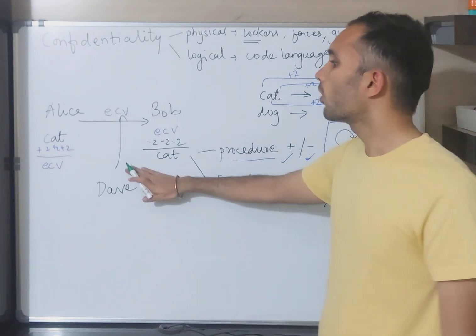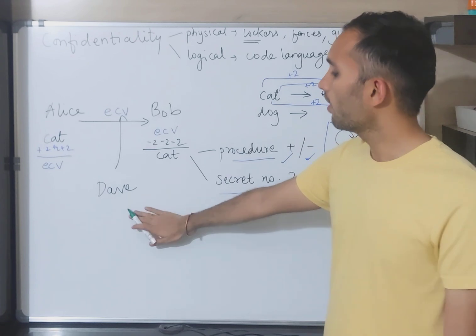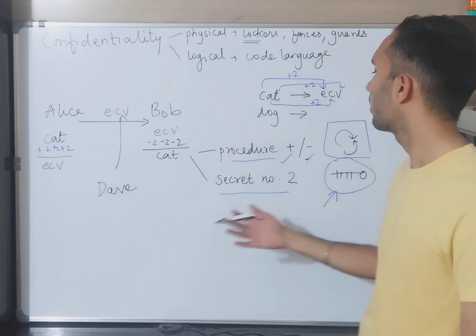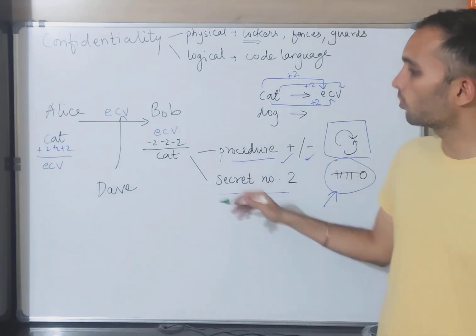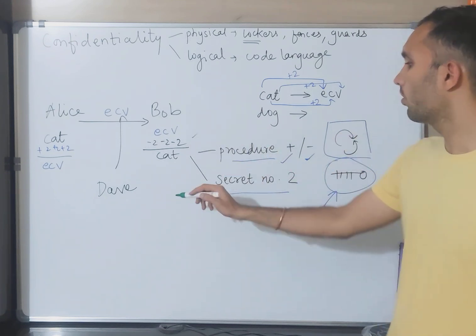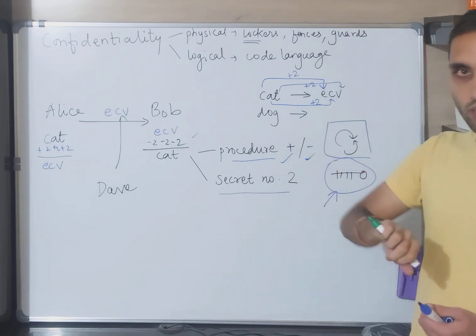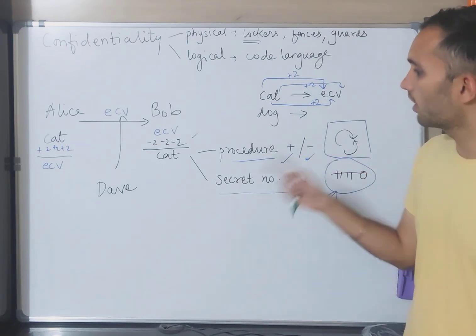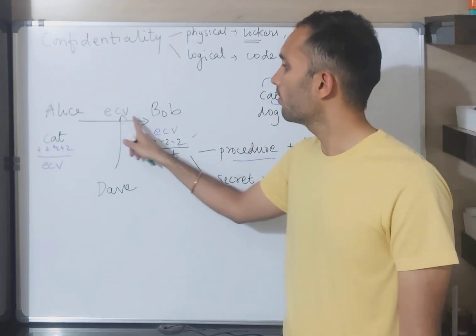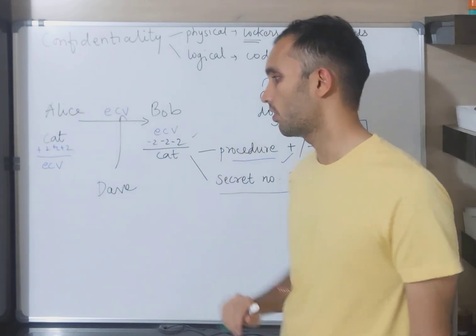So if you want to make some meaning out of it, Dave has to try out different secret numbers so that he can arrive at the correct number, because he already knows that the procedure is established, as in the case of locks, where you already know how the lock exactly opens. The same way, you exactly know that ECV has come by addition of some number to the original message.